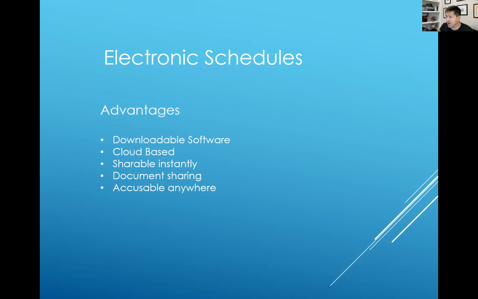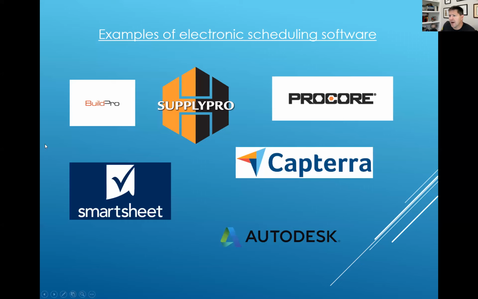There's document sharing, so you can actually attach electronic drawings, submittals, scopes of work, whatever you need to the schedule itself, and people can view it so they know what they're supposed to be doing. And they're accessible anywhere. A couple of examples: Build Pro, very common for home builders. Supply Pro is very common for vendors or supply companies.